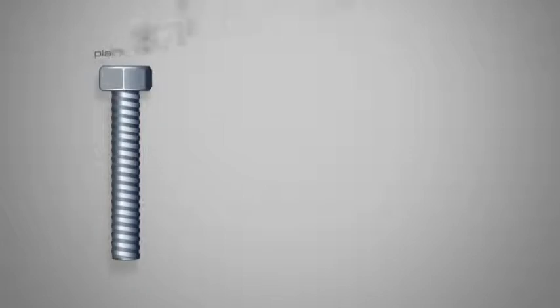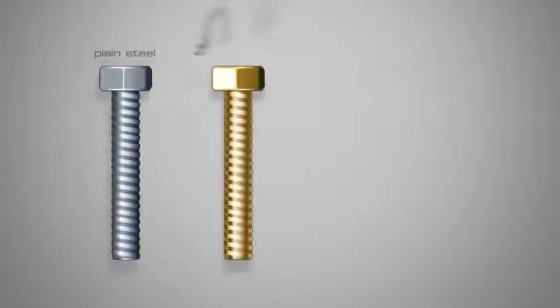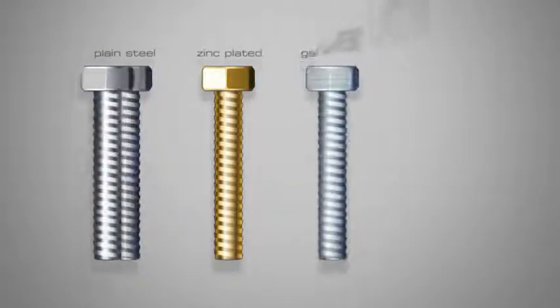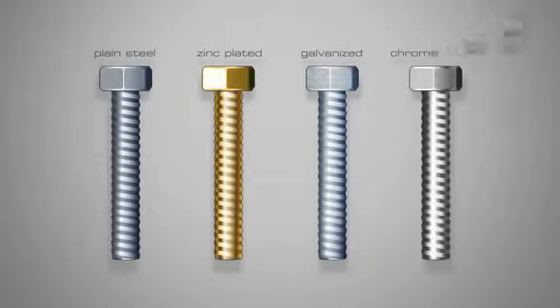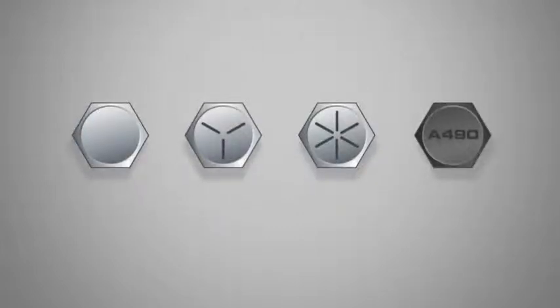Steel is the most common fastener material. They are available plain as well as with various surface treatments such as zinc plating, galvanization, and chrome plating. Steel fasteners are commonly available in 4 grades. Other grades are used far less often. Bolt grade can be determined by the markings on the head. The most common grades are Grade 2, Grade 5, Grade 8, and alloy steel.